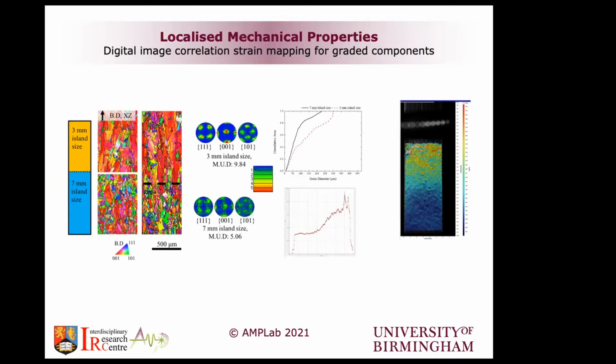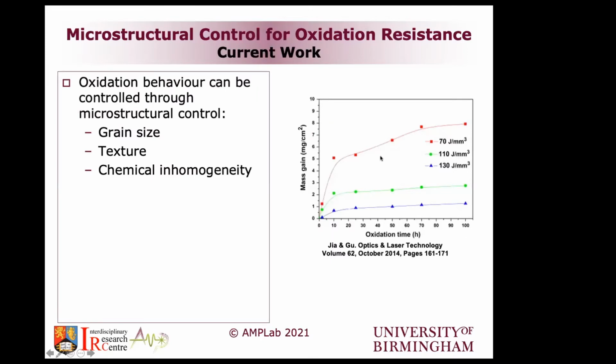What else can be done, briefly, before we close this case study? One thing that people can also do by functional grading is tailoring the oxidation resistance. There was a good report published in 2014 by Dongdong Gu and his group in Nanjing, looking into how different conditions of a nickel superalloy built with different heat inputs can control the oxidation rate. And you can see there is a difference between them. And that is affected by the grain size, texture, inhomogeneity, and so on.